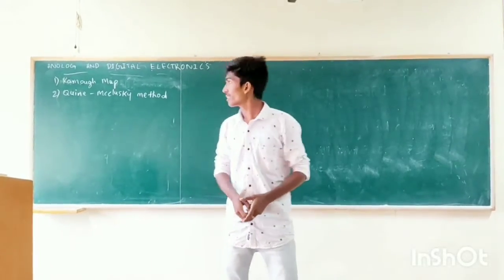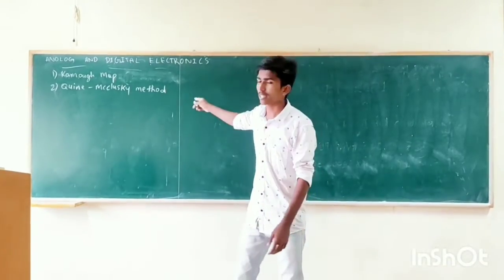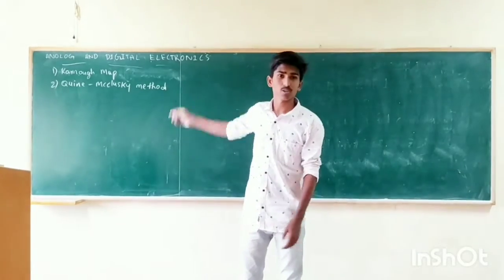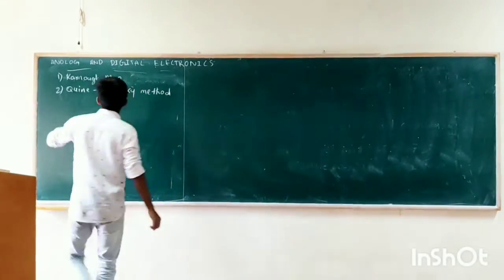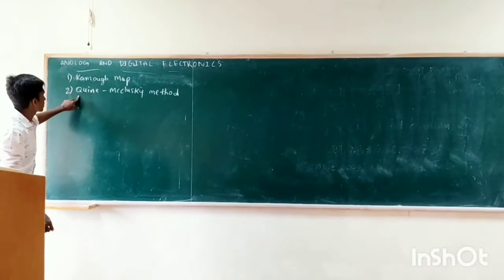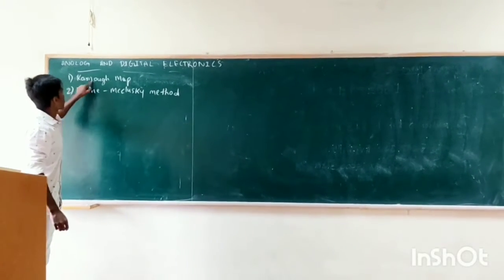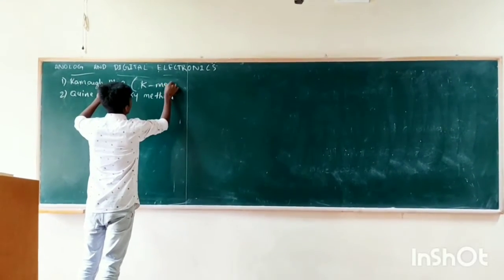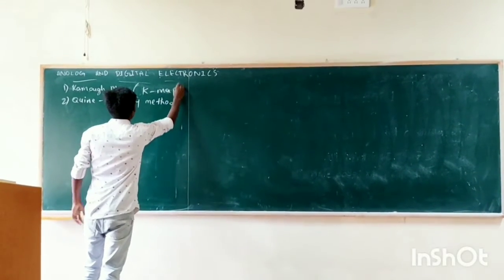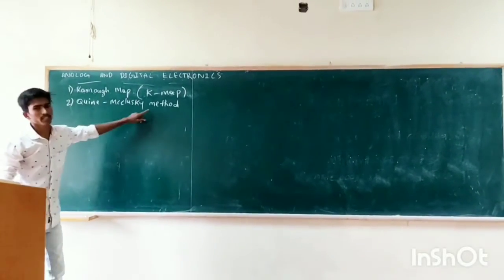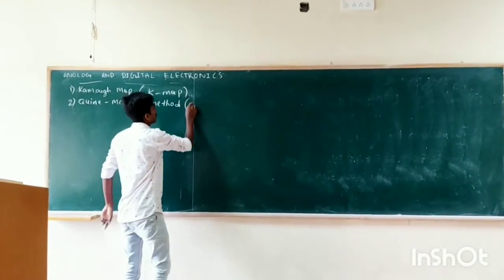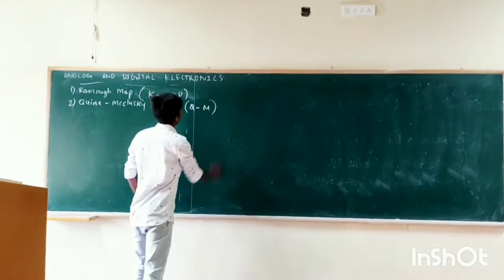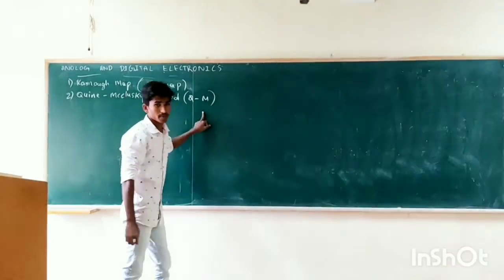Now I am going to explain Karnaugh map and Quine-McCluskey method under the analog and digital electronics subject. The first concept is Karnaugh map and the second concept is Quine-McCluskey method. Karnaugh map is called K-map, and Quine-McCluskey method is called QM method, or it is also called the method of prime implicants.